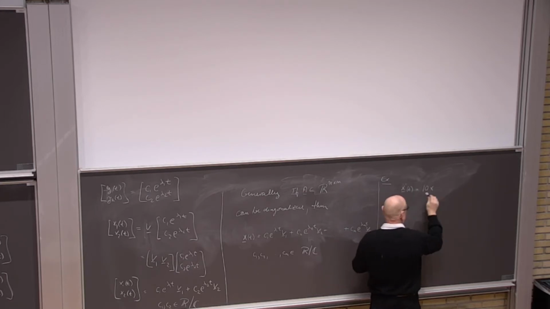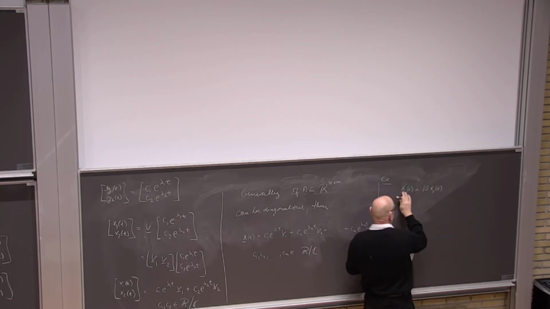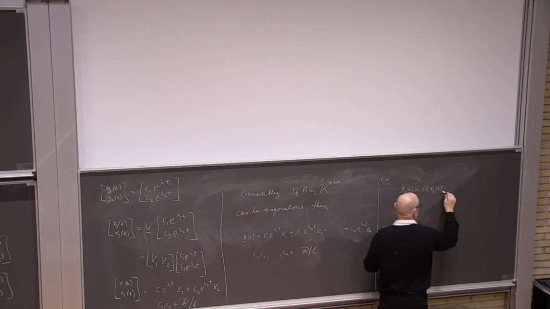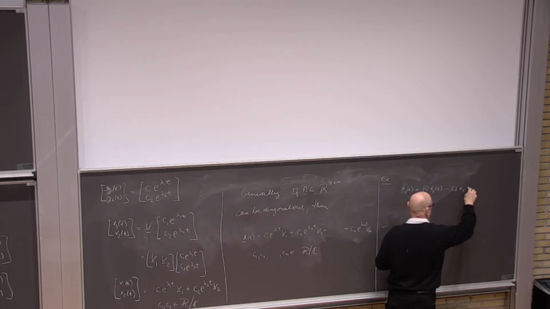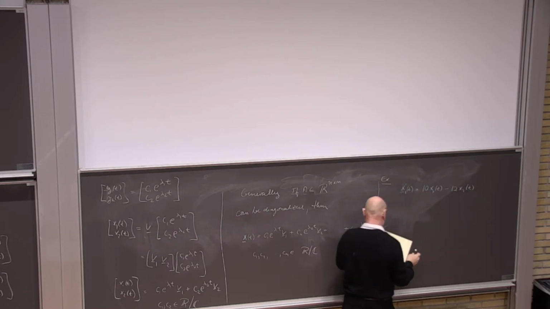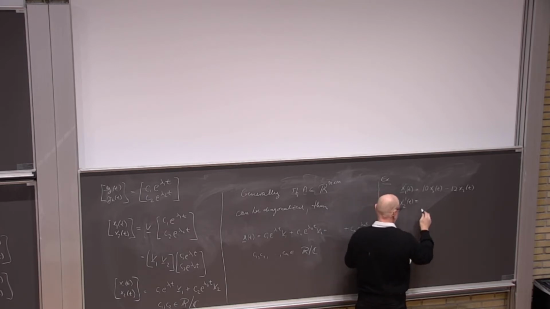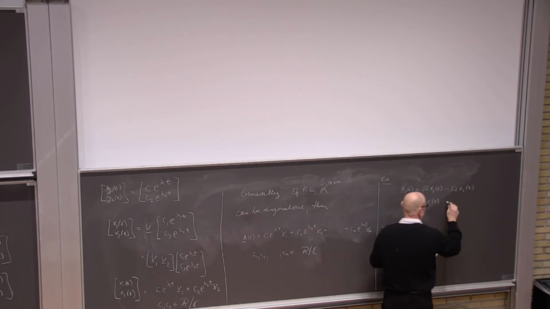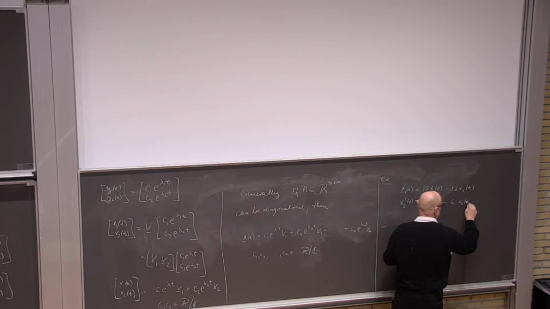I take the example where you have, it should be x1. The derivative of x1 is equal to 10 x1(t) minus 12 x2(t). And then you have this 8 x1(t) minus 6 x2(t).